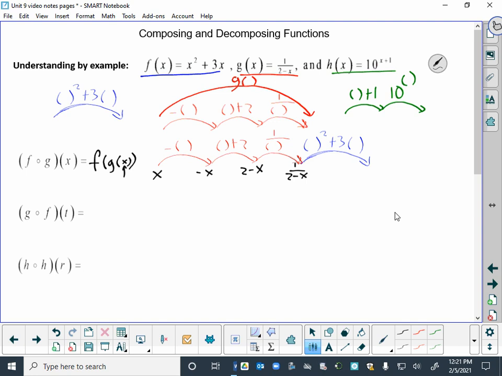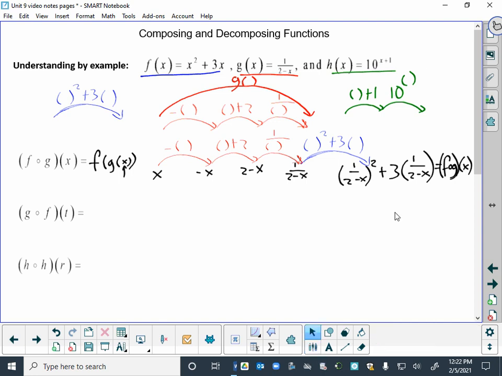And now this goes into both of those sets of parentheses, and I get 1 over 2 minus x squared plus 3 times 1 over 2 minus x. Okay. We'll deal with simplification considerations at another time, but this is it. This is f circle g of x. Sometimes we put that f circle g in parentheses, sometimes it doesn't have to be. Just recognizing what it is in the context and that we're not writing the word fog. Okay. So that, like I said, is it.